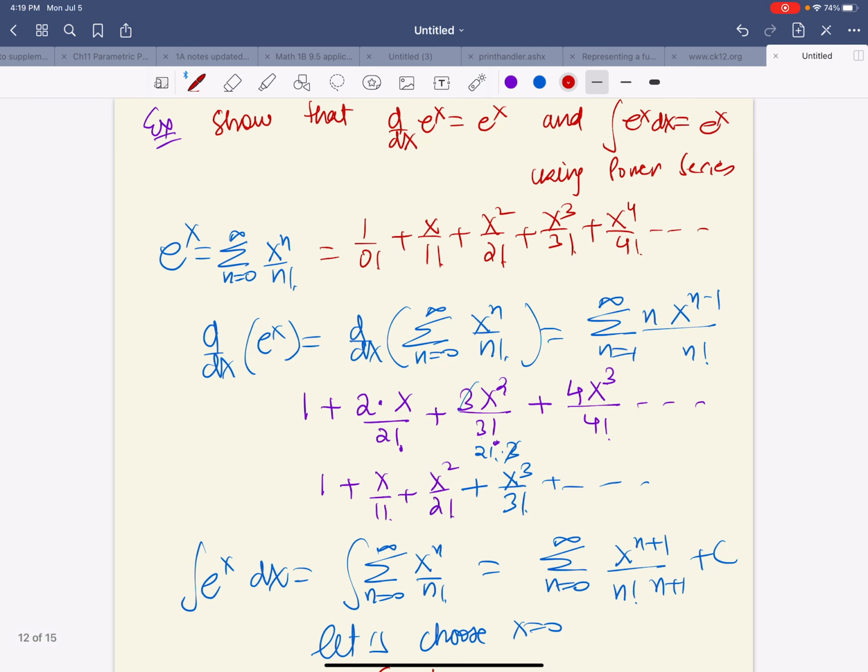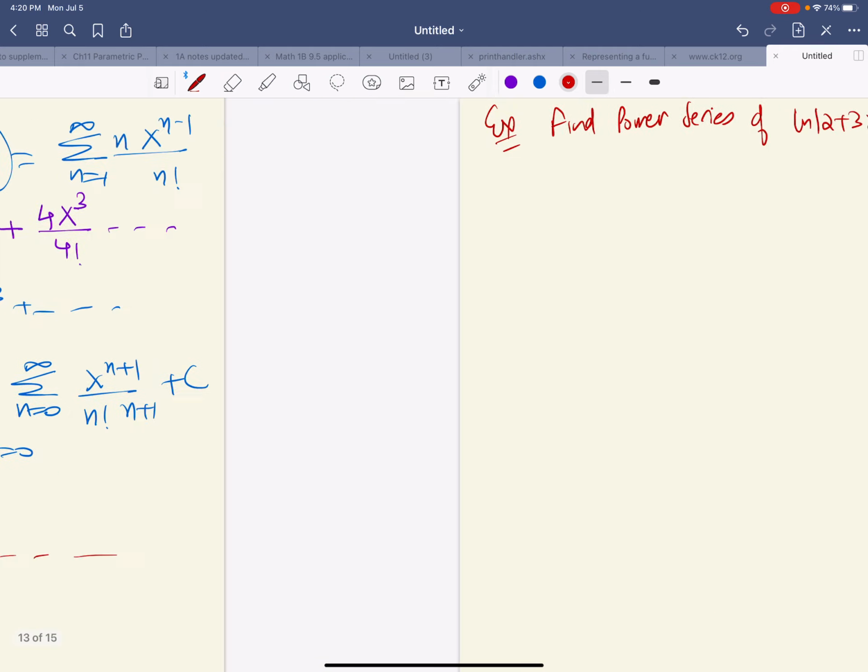So you can see that the derivative and integral do not change the power series of e to the power x. That's another way to show that e to the power x is a stubborn function. It doesn't change no matter what you do to it. You can take its derivative, you can take its integral, it's going to remain the same.